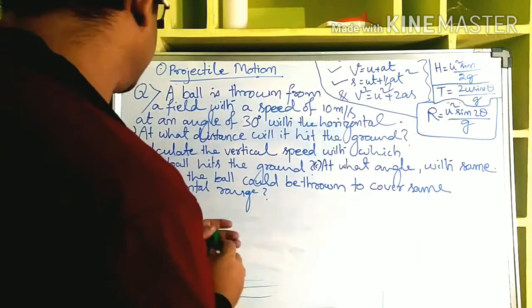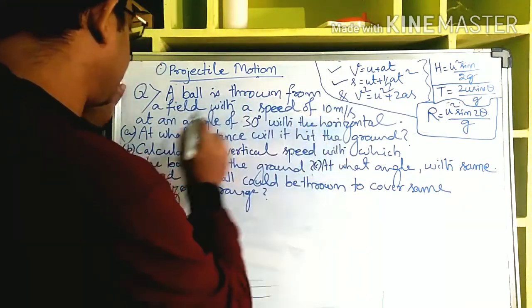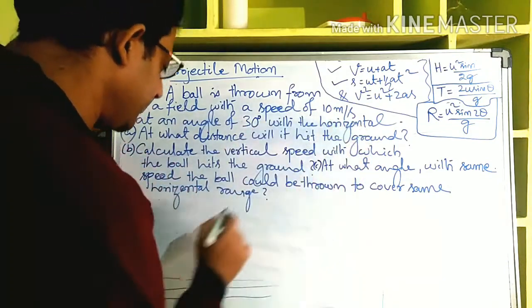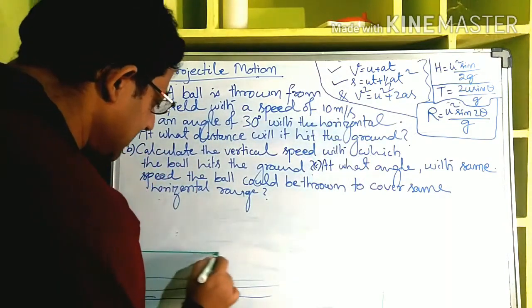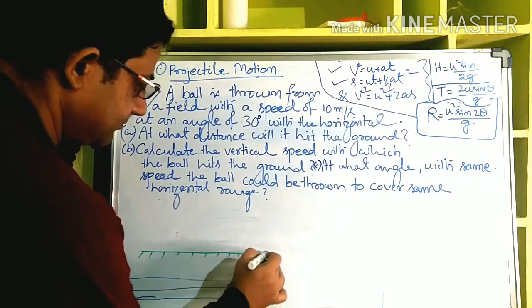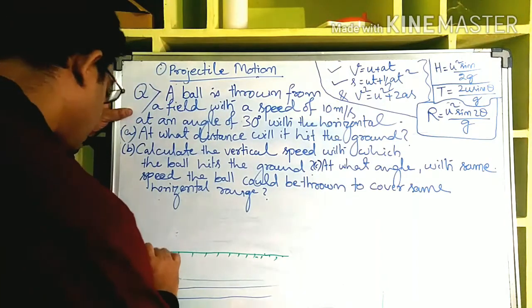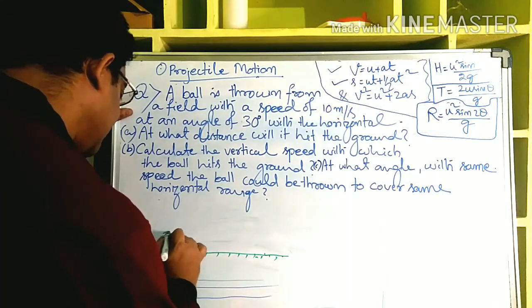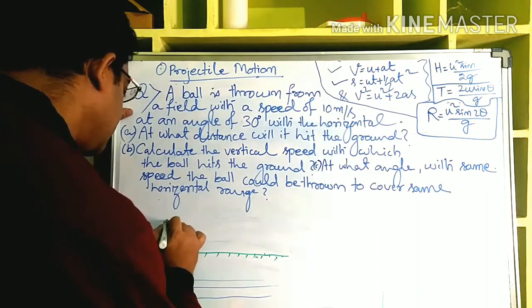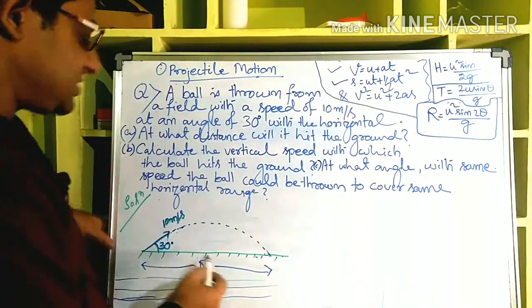Let's try to understand that. See, a ball is thrown from a field with a speed of 10 meter per second at an angle of 30 degree with the horizontal. So what it is saying is, let us say this is the ground. A ball is thrown at an angle of 30 degree with 10 meter per second. Is green visible? So it's simple.